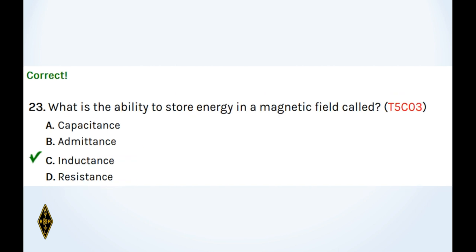And what is the ability to store energy in a magnetic field called? That's inductance. Inductors store energy in a magnetic field.